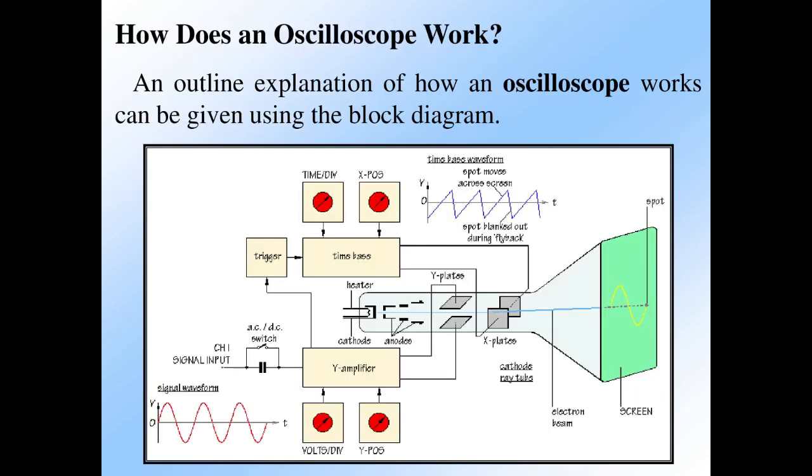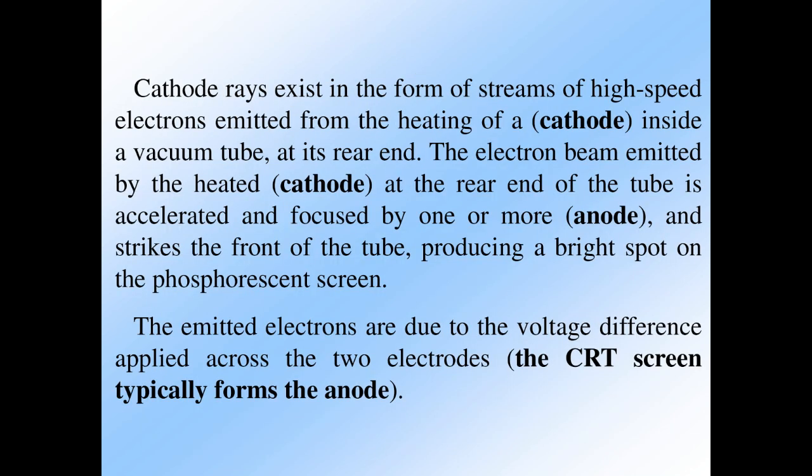How does an oscilloscope work? An outline explanation of how an oscilloscope works can be given using the block diagram. As we see here, cathode rays exist in the form of streams of high-speed electrons emitted from the heating of a cathode inside a vacuum tube, at its rear end. The electron beam emitted by the heated cathode at the rear end of the tube is accelerated and focused by one or more anodes, and strikes the front of the tube, producing a bright spot on the phosphorescent screen.